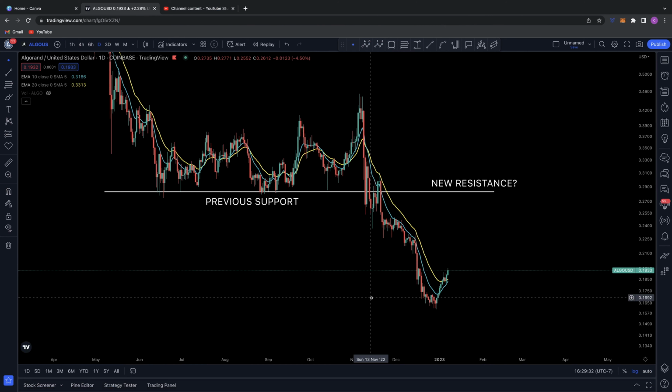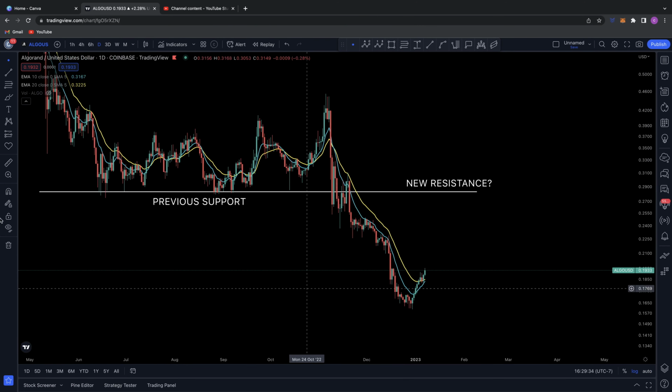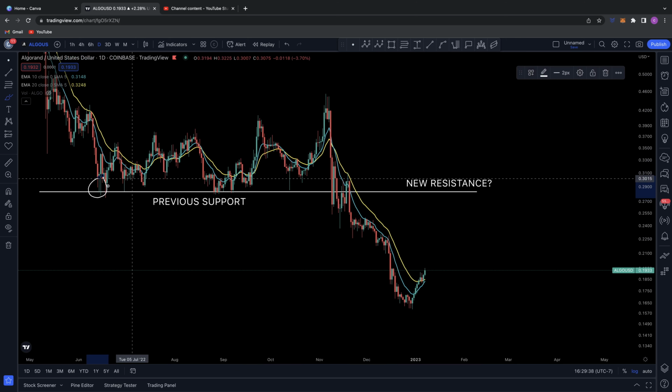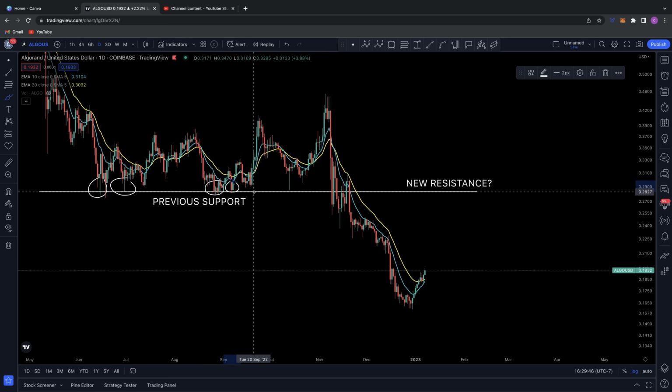We're looking at the daily time frame just to see what's going on here. So you can see straight off, I've got this trend line in. Okay, so we held this monthly. We held this from this low from June all the way up until November, which was our previous support for Algo at around 28 cents.